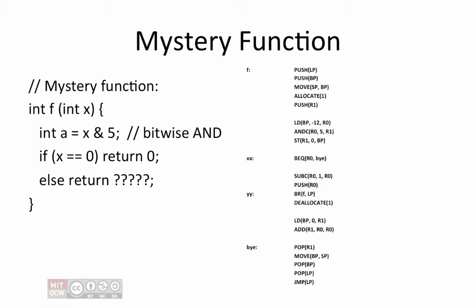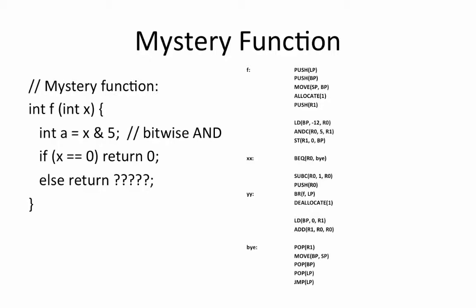The function f takes an argument x as an input. It then performs a logical AND operation on the input x and the constant 5 to produce the variable a. After that, it checks if the input x is equal to 0, and if so, returns the value 0. Otherwise, it returns an unknown value which we need to determine. We are provided with the translation of the C code into beta assembly as shown here.